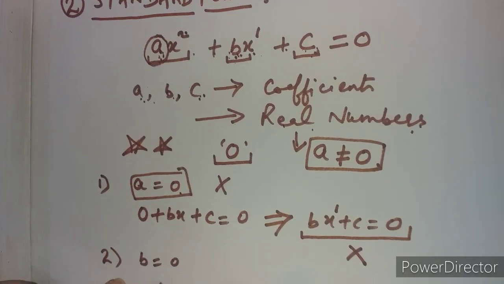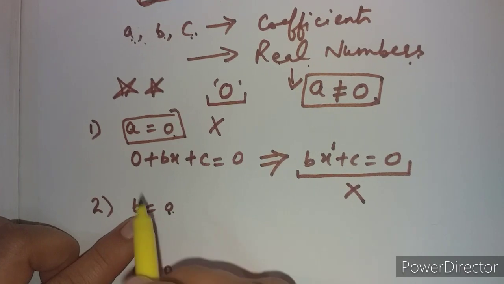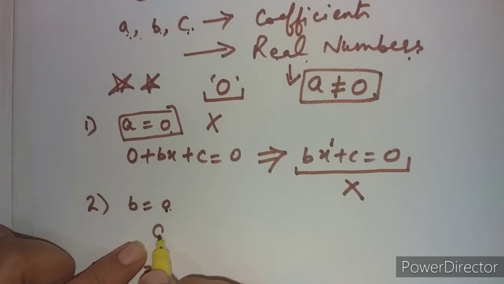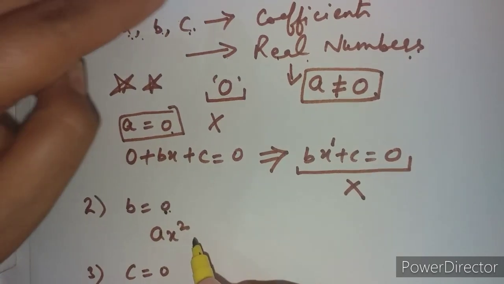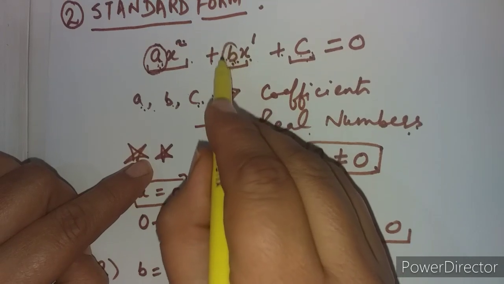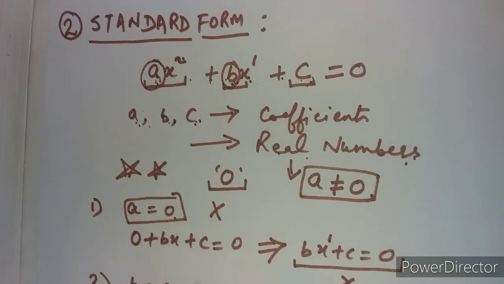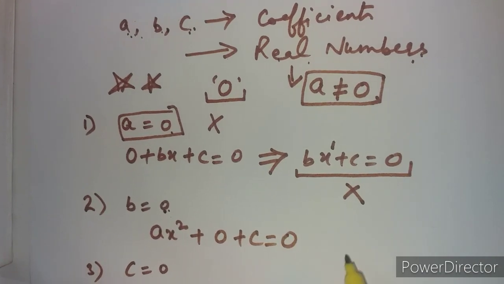Second thing is when b equal to 0. When b is equal to 0, then what will be the form of the equation? ax square, a can be anything, plus bx. Plus bx means b equal to 0. In place of this b, I put 0, means the whole term will go 0. So plus c, as it is a constant term, equal to 0.